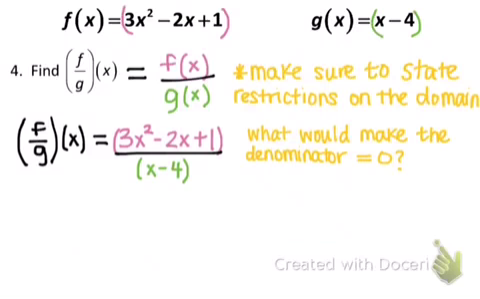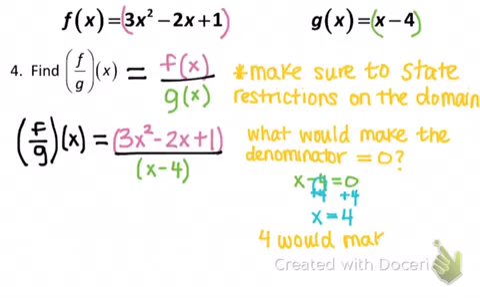In order to figure that out, you can always take your denominator and set it equal to 0 and figure out what number makes your denominator equal 0. So we set x - 4 equal to 0, canceling 4 out on the left and adding 4 to the right, x would equal 4. So what that means is that 4 would make the denominator equal 0. So since 4 would make the denominator equal 0, x cannot equal 4.